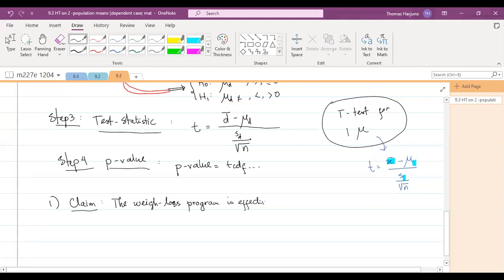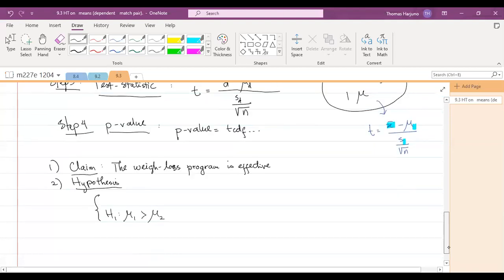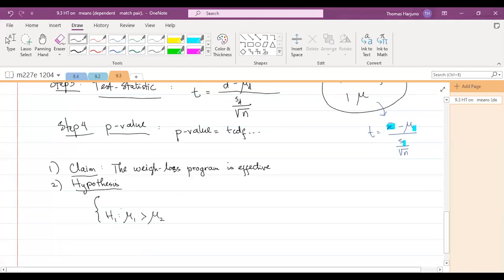Now, if the weight loss program is effective, then the average weight before the treatment should be more than the average weight after the treatment. Right? It's supposed to be like this. Okay. Remember, I said it's weight loss, so you're supposed to lose weight.